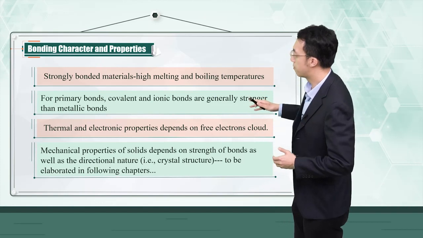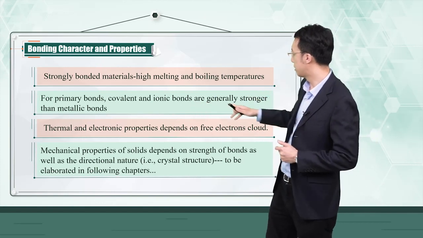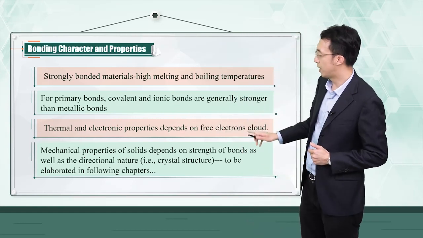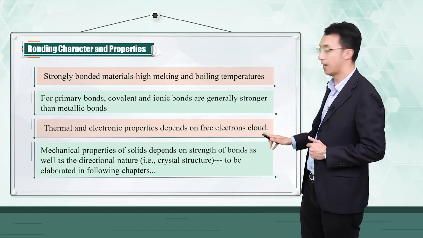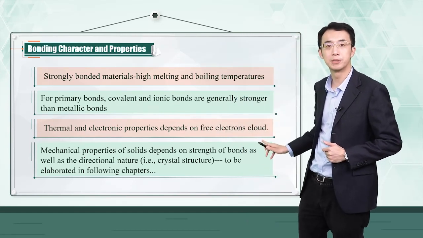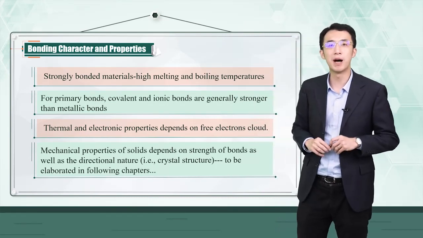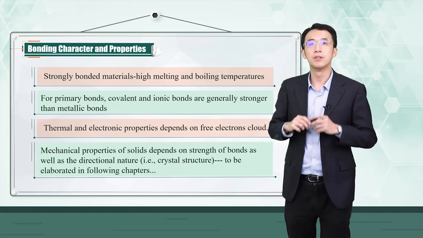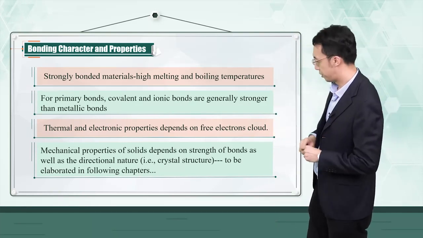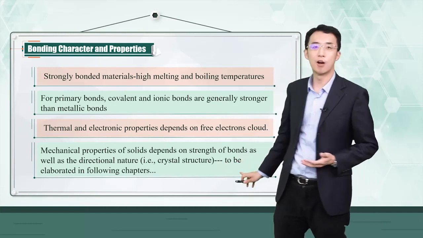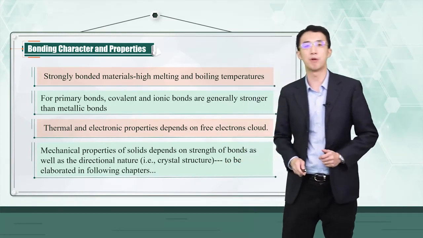And in primary bonds category, the covalent and ionic bonds are generally stronger than metallic bonds. And thermal and electronic properties depend on the free electron cloud, especially in metals. And the mechanical properties of solids depend on strengths of bonds as well as the directional feature, okay, or the crystal structure. And this will be covered in our chapters on mechanical properties.